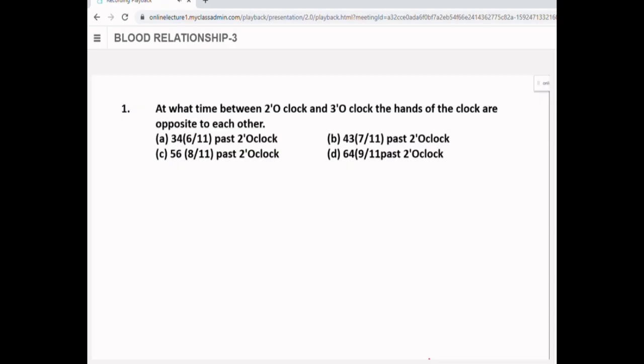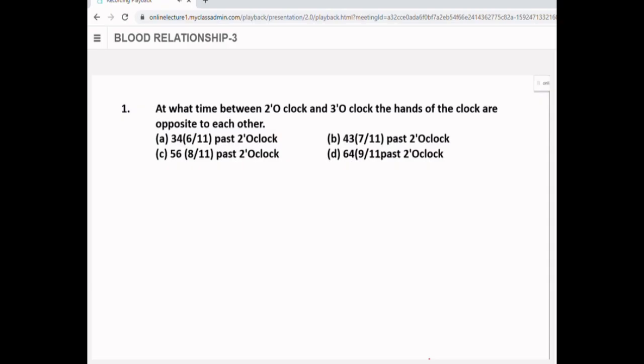Now, opposite of 2. What is the opposite of 2? It is 8. But when it goes to 8, our hand will not be at 2. It will move slightly. Our hand will be between 2 and 3. So the opposite will be between 8 and 9.